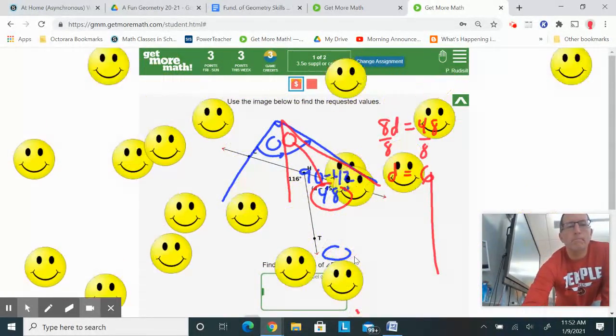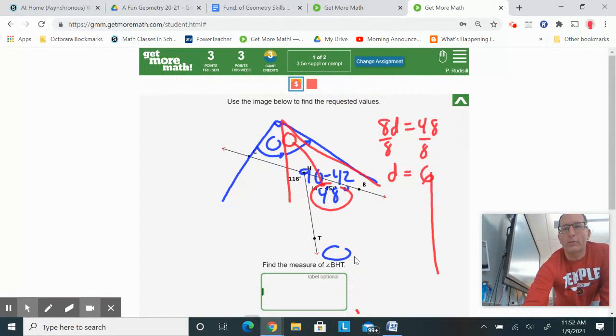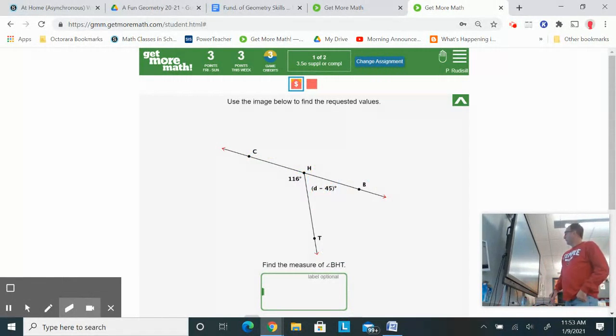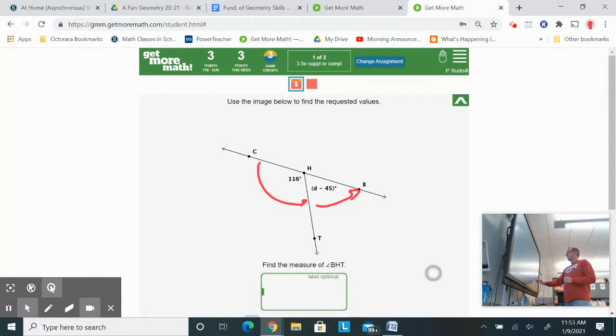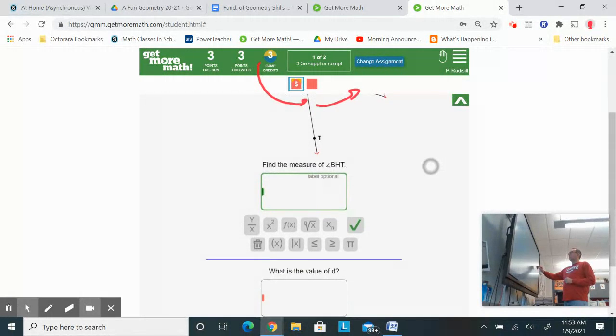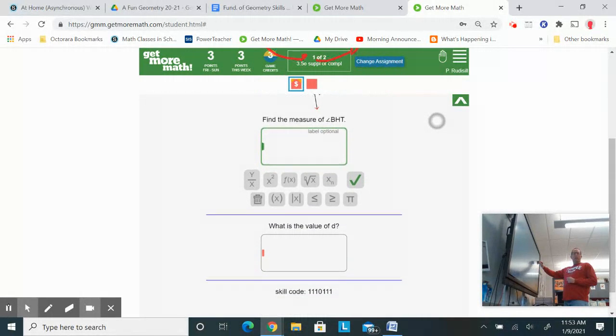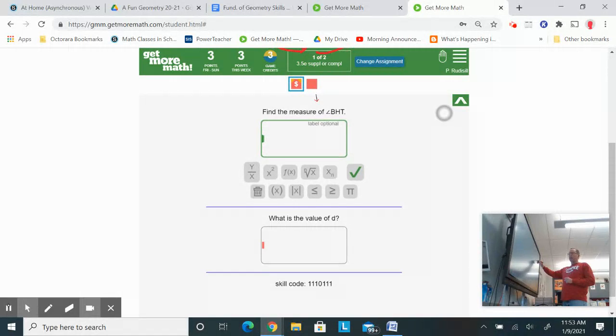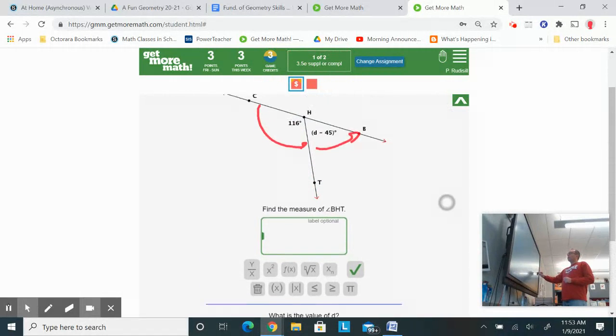Okay. Let me erase and do a second example. Okay, in this problem, we have supplementary angles because the two angles that are shown here, of course, would add up to be 180. This angle here, and this angle here. And similar to the last problem, we need to find the measure of one of the angles and find the value of the variable.